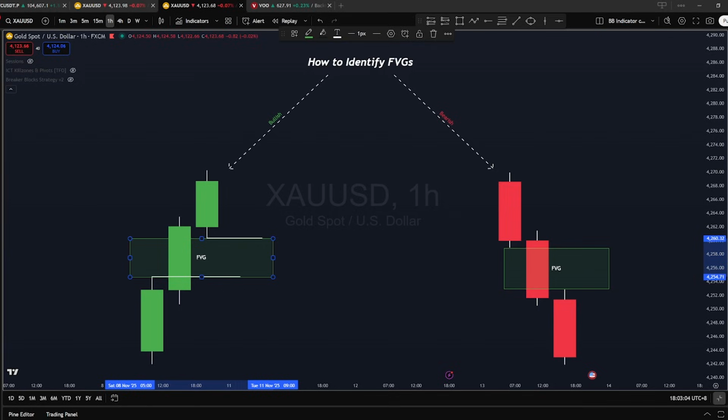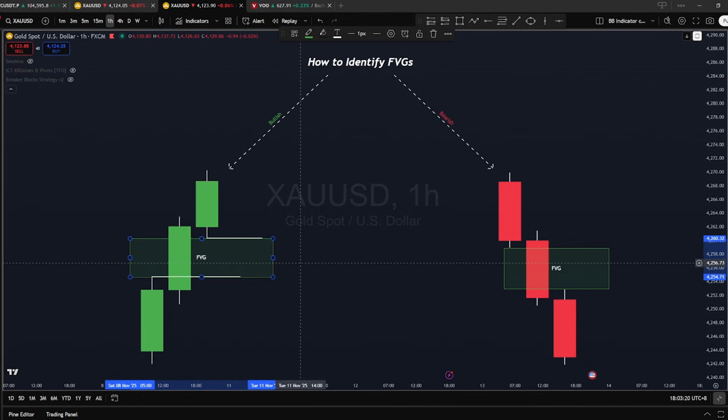Now, why is there a fair value gap right here? Once again, there's an imbalance between the buyers and the sellers. There's way more buyers than sellers. And of course, what will happen is that orders will be left behind. Later on, I will have an illustration to really zoom into this.